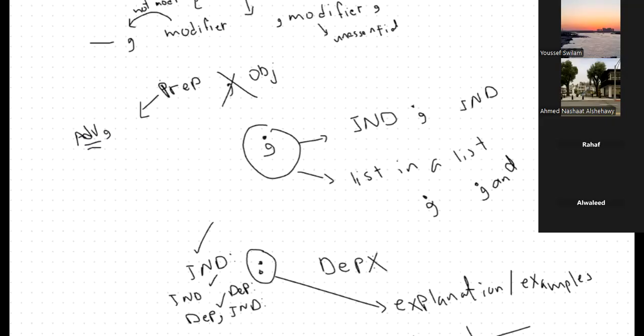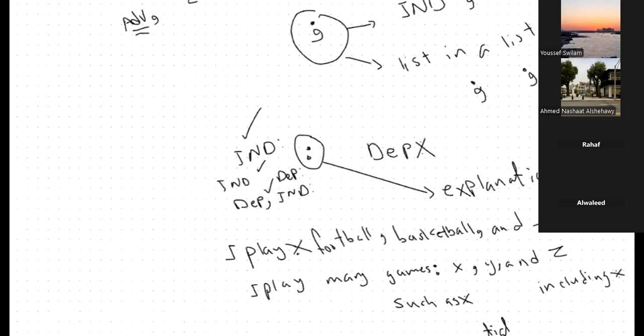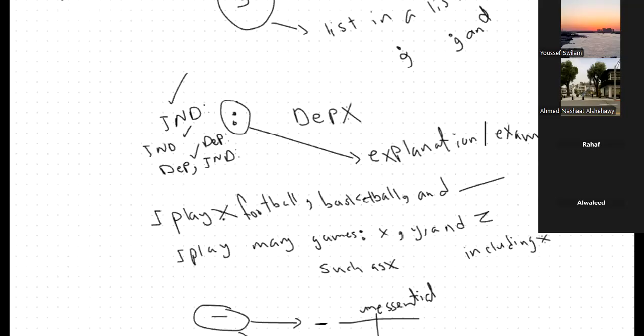What about the colon? The colon acts like the full stop. So it comes at the end of the sentence, and it must be a full sentence that has meaning. So it comes after the independent, or independent dependent, or dependent comma independent. But it will never come after the dependent alone. Take care that what comes after the colon will be an explanation or examples.